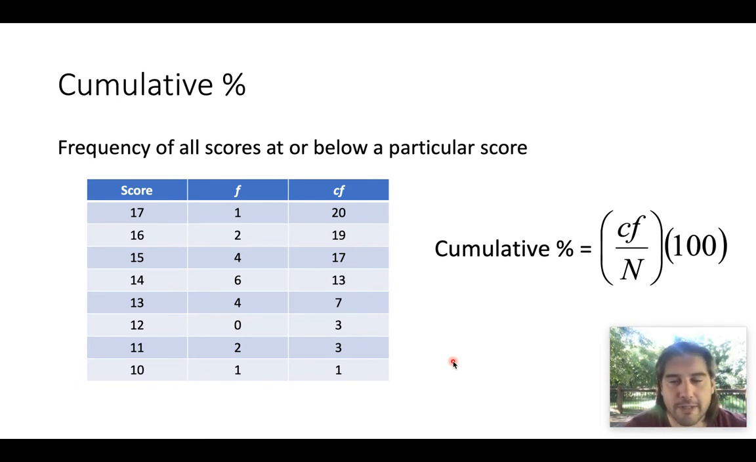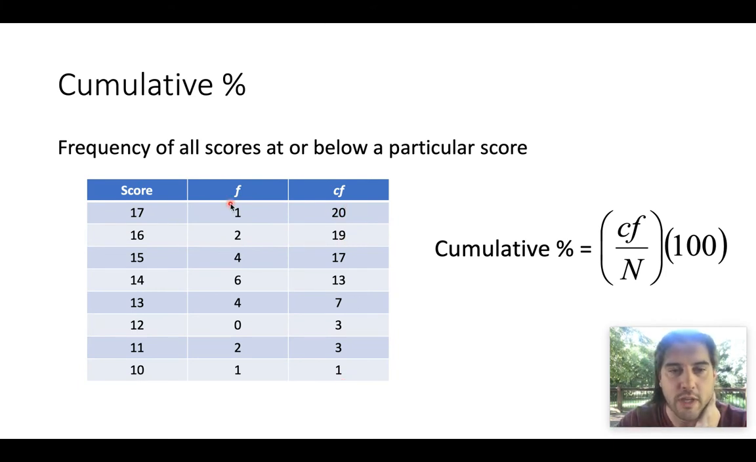So that's kind of valuable, right? Also, sorry, I forgot to mention, your cumulative frequency at the top should equal your N, your number of participants, because the highest possible score is the ceiling of your responding. So everyone should be included at that point. It's a nice little check you can do.